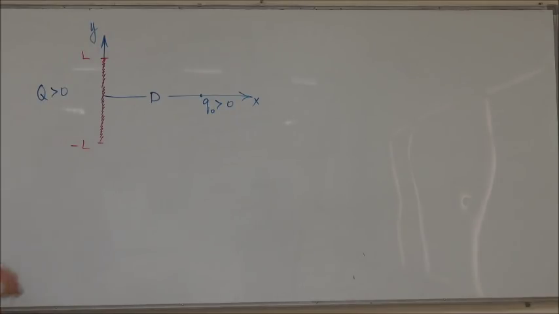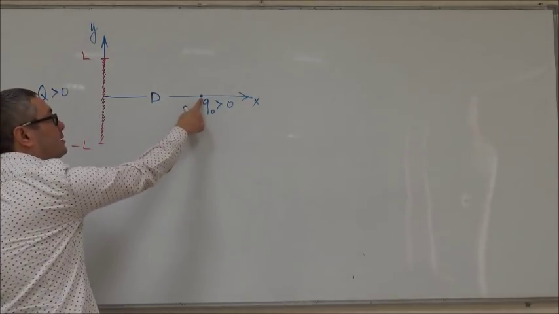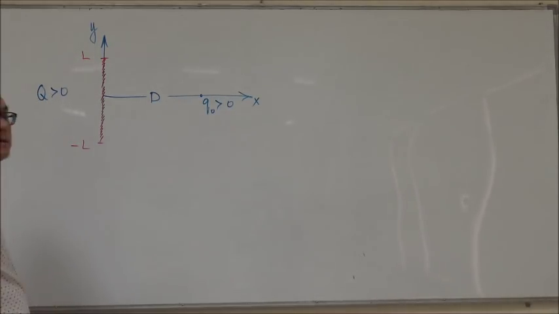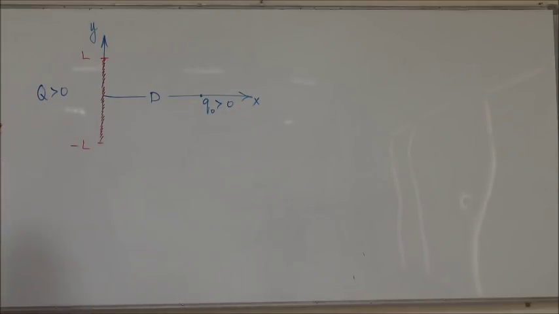So we are given that a positive charge, big Q, is uniformly distributed along a line of length 2L. So L on this side and minus L on this side, the total length is 2L. And then we have a small test charge Q0, also positive, placed on the x-axis at a distance d from that uniform line of charge. The question is, what is the electric Coulomb force experienced by this Q0 as a result of the effect of this big Q?